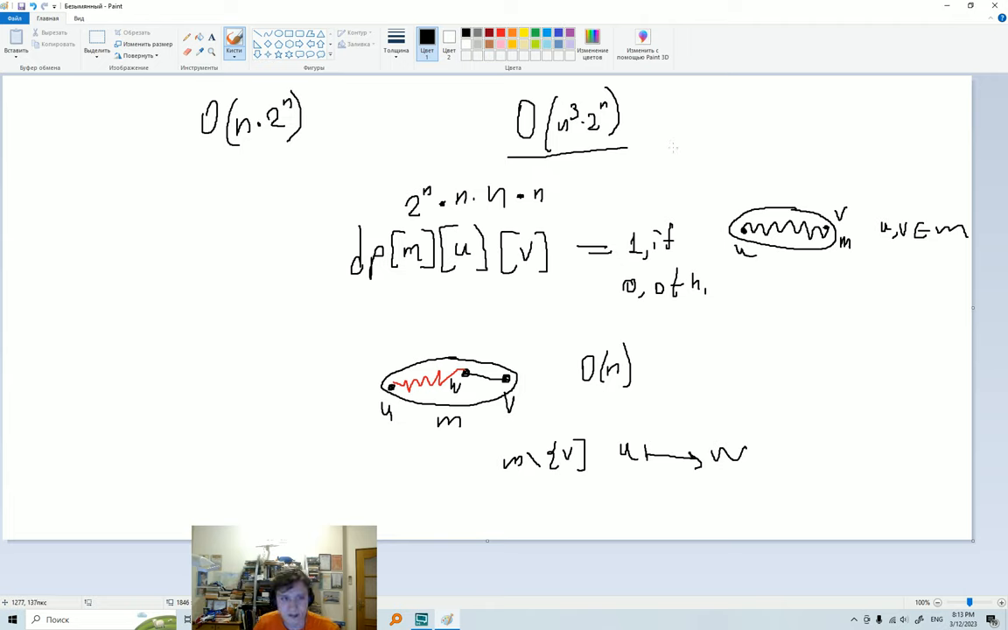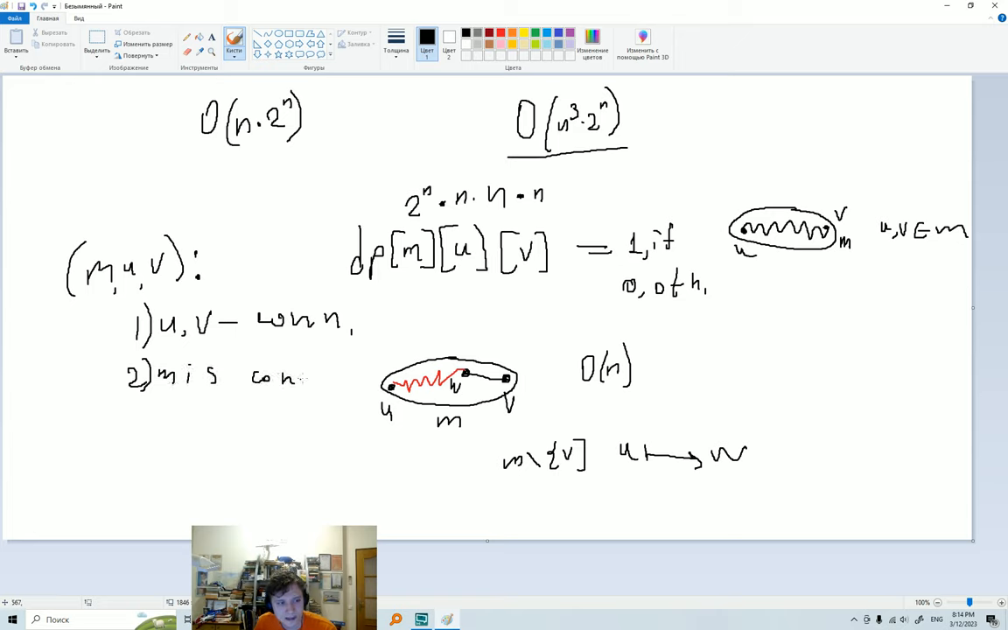And so when you do it, in the end, you check that there is at least one triple M, U, V such that the following conditions hold. First of all, U and V are connected. Secondly, and this means that we can form a cycle, M is connected to all vertices. And that's all. So in the end, you check this condition in time O of 2 to the n times n.